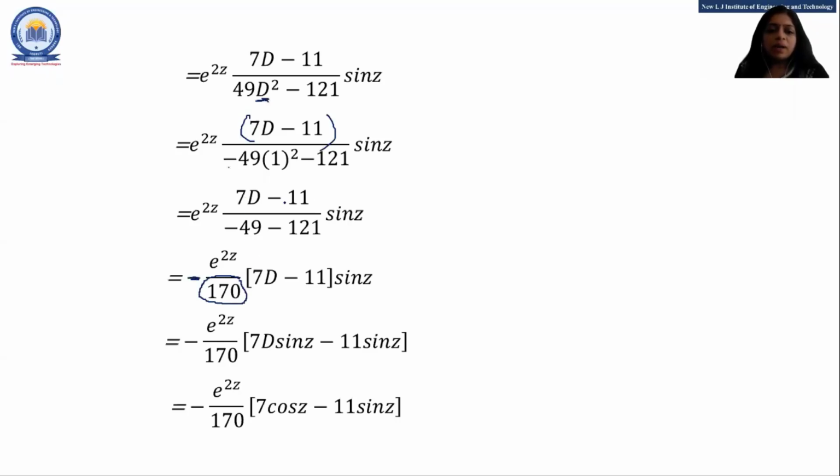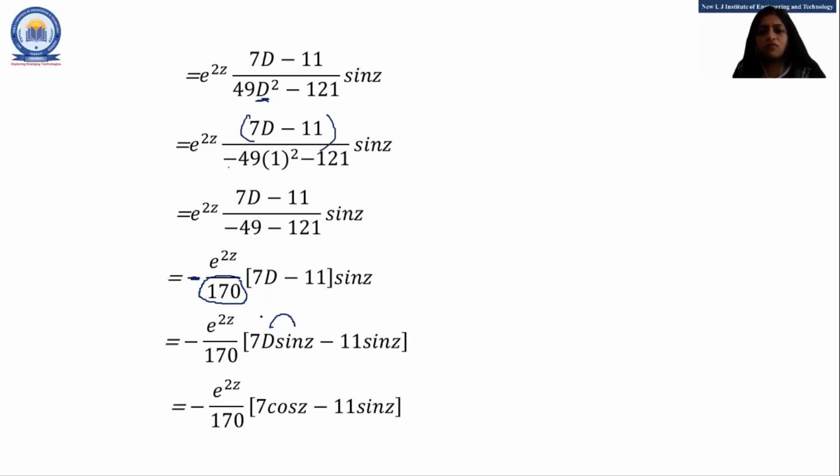So here minus 170, right? And 7D minus 11 into sin z, that is in the numerator. After splitting these brackets, 7D into sin z minus 11 sin z. Okay, now D of sin z is what, student? D of sin z is the derivative of sin z, and the derivative of sin z is cos z. So it is 7 cos z minus 11 sin z.